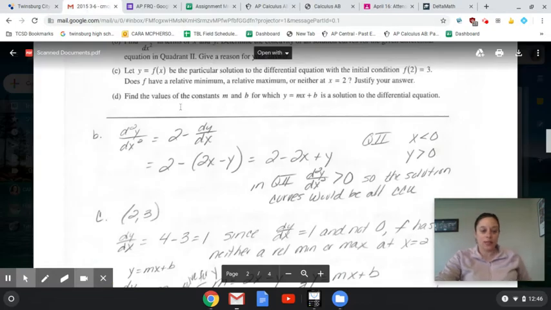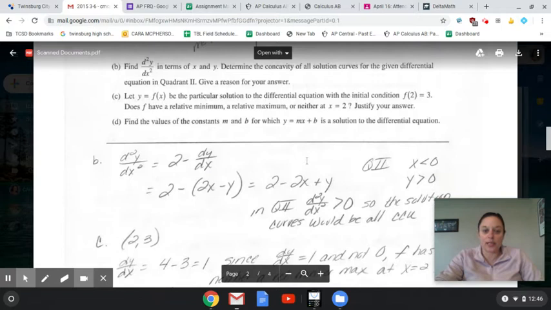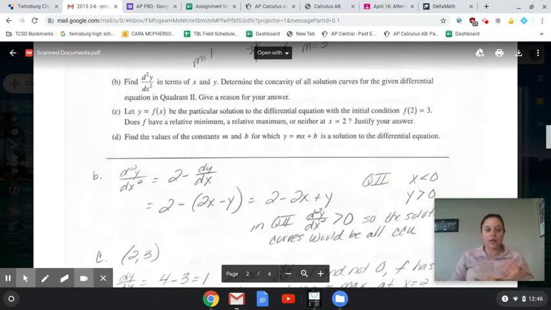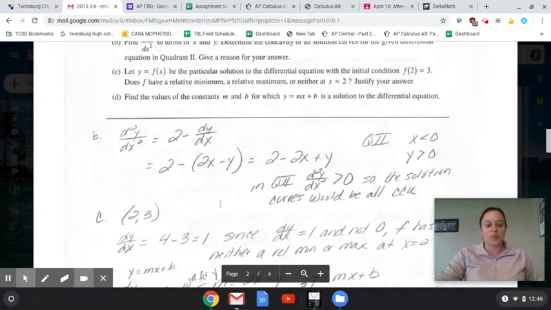Part C wanted to know what happens at the point (2, 3). Is it a minimum, a maximum, or nothing at all? So the first thing I wanted to see is what is the derivative value at (2, 3) to see if it even has the potential of being an extrema. If the derivative is 0, or if the derivative is undefined, it could be a minimum or maximum. Well, what ended up happening was when you put 2 in for x and 3 in for y into the derivative, you get 1. So it can't be an extrema because it doesn't have a 0 derivative.